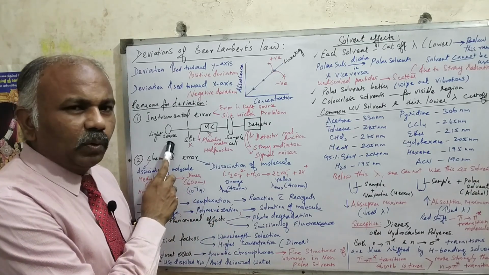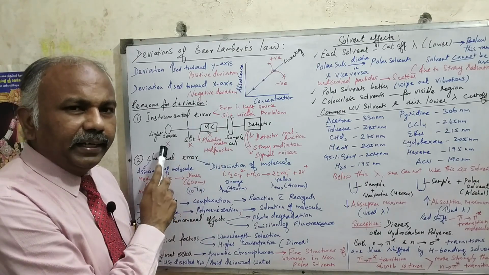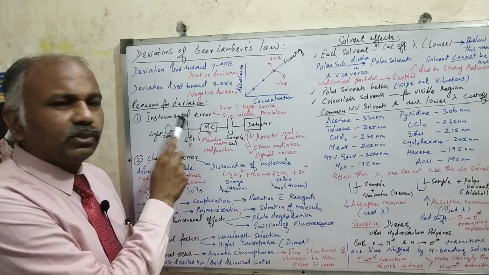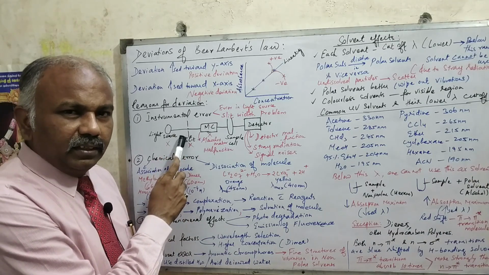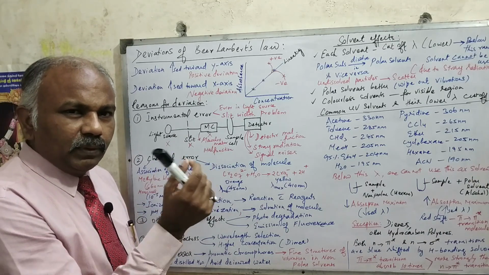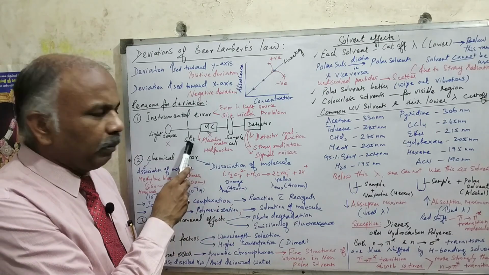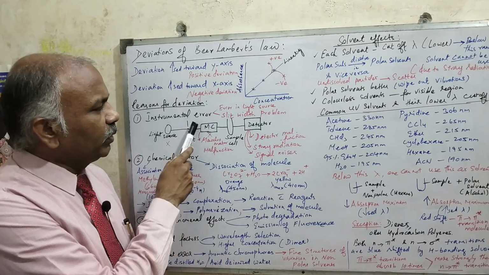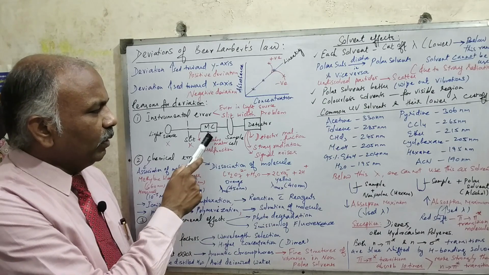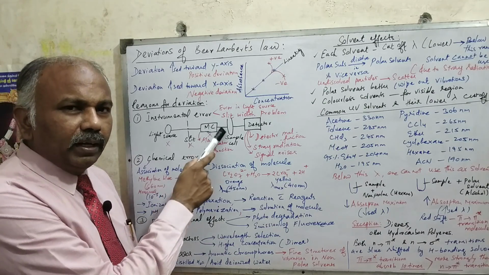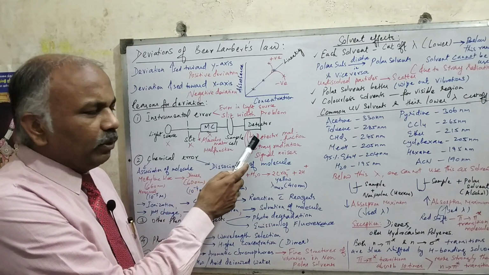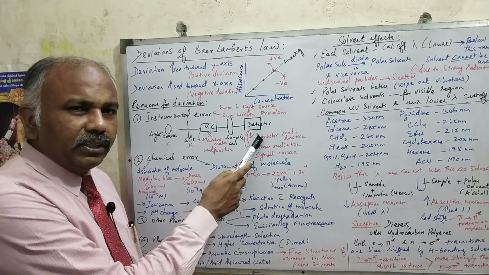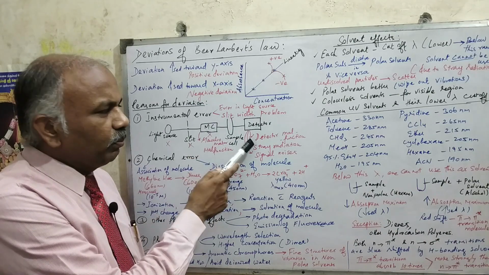Now, if there is any error in the light source, that will lead to instrumental error. Similarly, if there is any problem in the slit width, which controls the intensity of radiation, again it will lead to instrumental error. Then comes your monochromator. If the monochromator is not functioning well, it leads to instrumental error. Coming to the detector, if the detector is not functioning well, again it will lead to instrumental error.